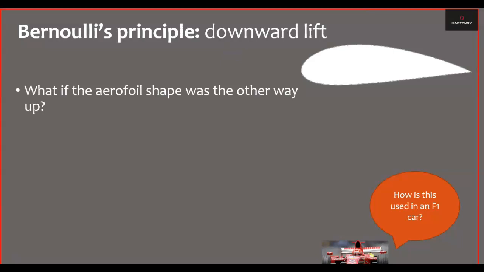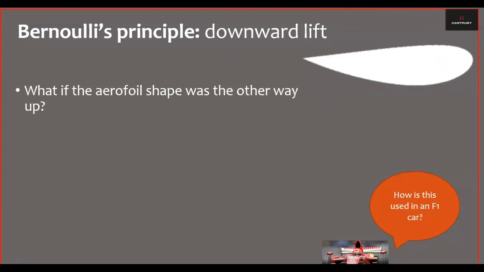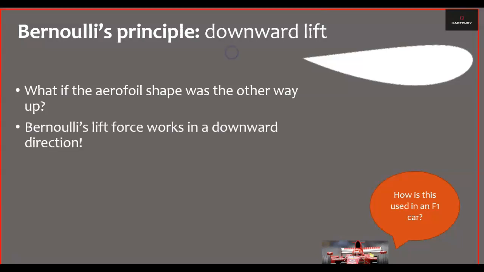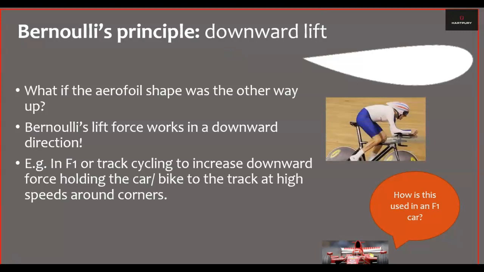Okay, so if the airfoil shape is the opposite direction, just like this, upside down, we've got the curve at the bottom of the object and the flat surface at the top. This creates a downward force. So for example, in F1 or track cycling, to increase that downward force, holding the car or bike to the track, the objects will have those airfoil shapes to create a downward lift. Taking a look at that helmet there, there's a nice example for you.